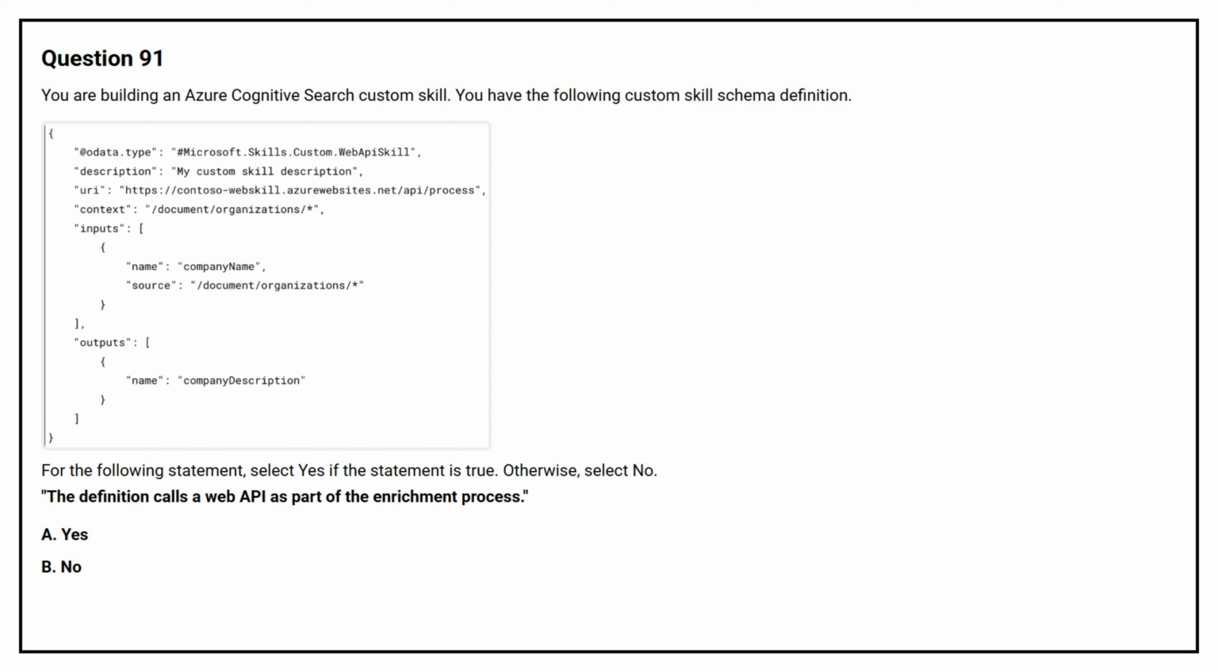Question number 91. You are building an Azure Cognitive Search custom skill. You have the following custom skill schema definition. For the following statement, select yes if the statement is true. Otherwise, select no. The definition calls a web API as a part of the enrichment process. Option A, yes. Option B, no. The correct answer is option A, yes.